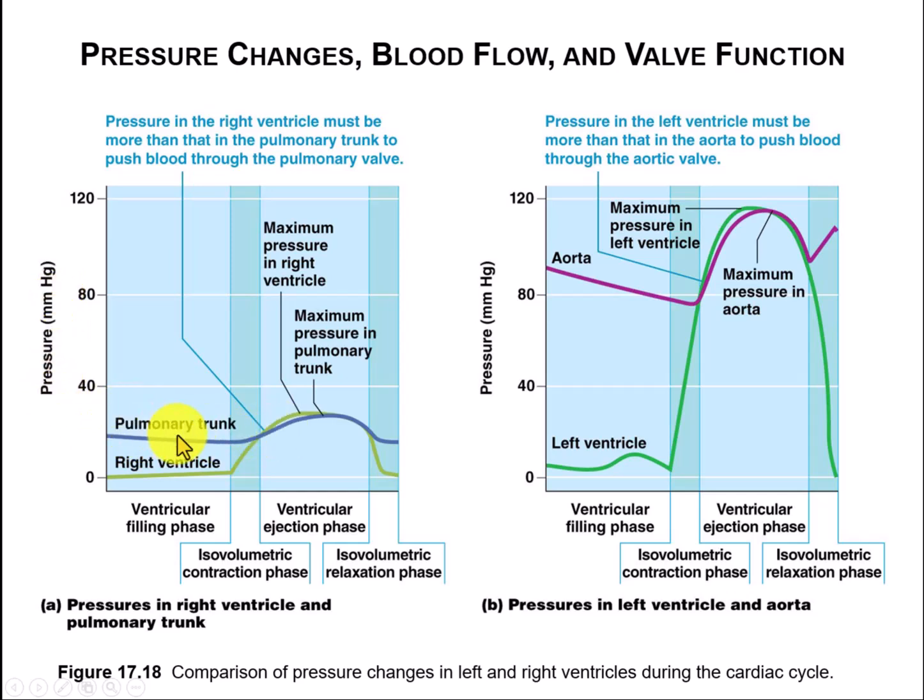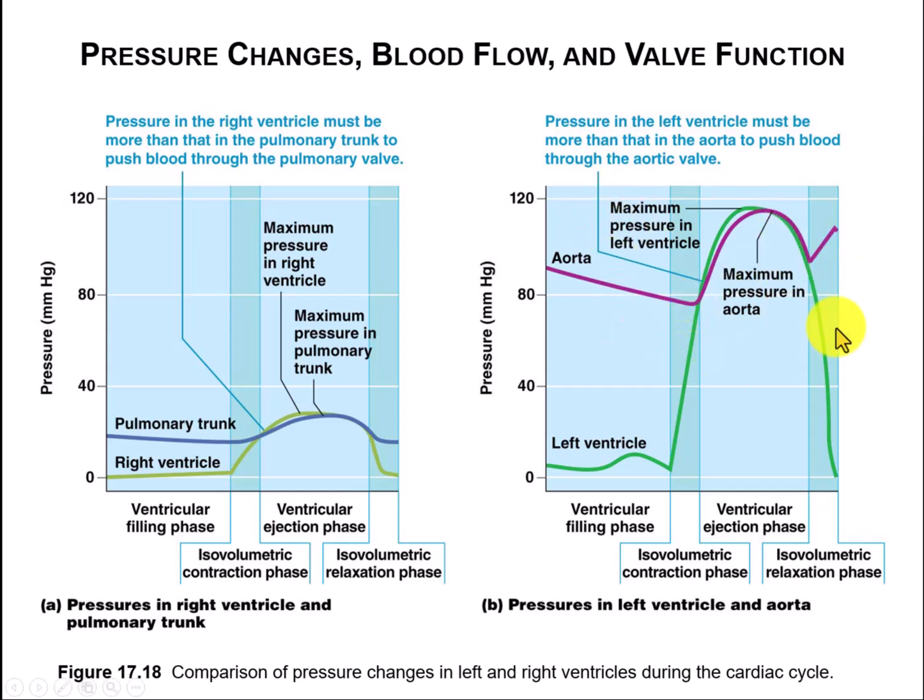Here's our pulmonary trunk and our right ventricle. And you can see that at the point where the pressure in the right ventricle exceeds the pressure in the pulmonary trunk, this is where the valves open. So where these two lines cross is where the valves open, and where they cross over here is where the valves close. Same over here, where they cross is where the aortic semilunar valve is pushed open, and here's where the aortic semilunar valve closes.